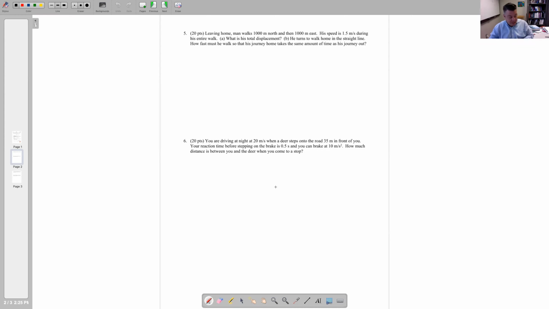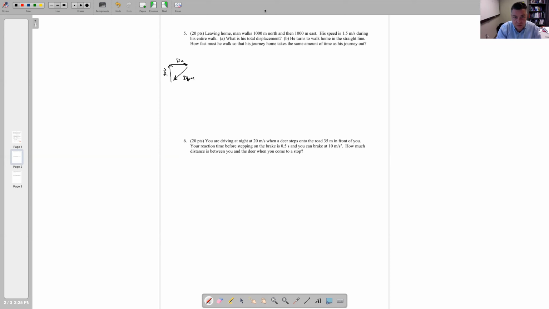All right, so this is just really playing around with our definitions of velocity and displacement. I've got to draw a picture. The first displacement is north. I'll call that D1. The second displacement is east. I'll call that D2. And then this is the direction he's going to walk to get home. In my notes, I called this D home. Sorry, my handwriting's so bad. I just got a new pen for this, and it takes a minute to get used to it.